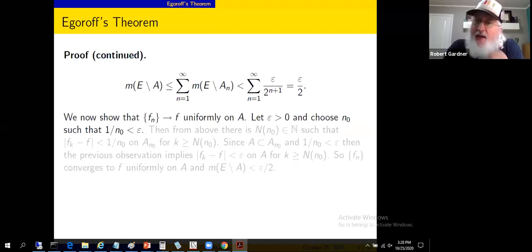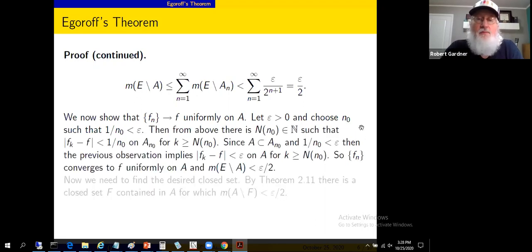All right, let's show we've got uniform convergence on this set A by letting epsilon be greater than 0 and choosing an n sub 0 such that 1 over n sub 0 is less than epsilon. All right, as we had above, we know there exists a capital N based on that epsilon, really, based on that n sub 0, such that we can make the absolute value of f sub k minus f less than epsilon. Let's make it less than 1 over n sub 0 on A sub n sub 0. Actually, that's how we chose the set A sub n sub 0.